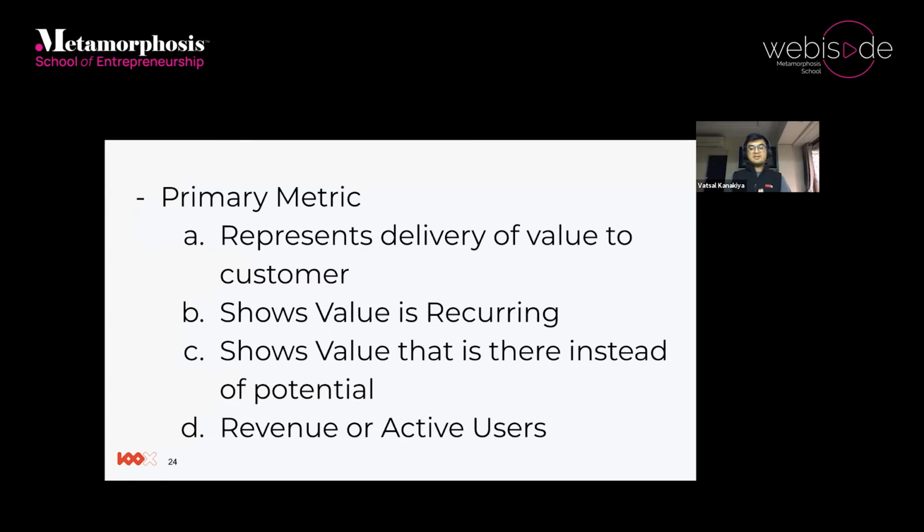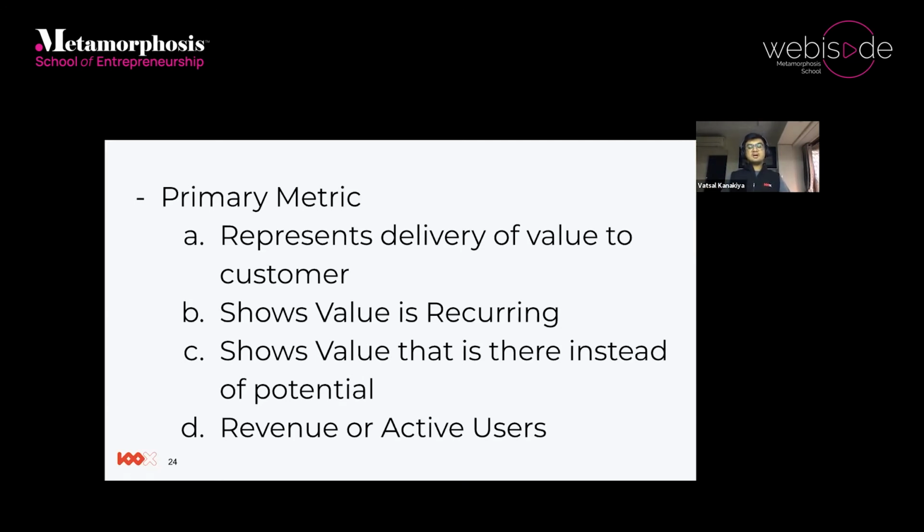What do you mean by it is recurring? What do you mean by there is value instead of potential? Here's the thing. Let's say my primary metric is revenue, which means what is revenue? कितना पैसा आ रहा है हाथ में? How much money are you earning? ठीक है? In simple manner.